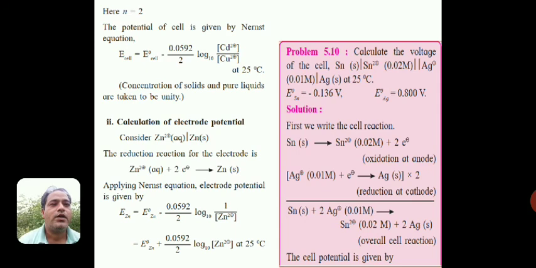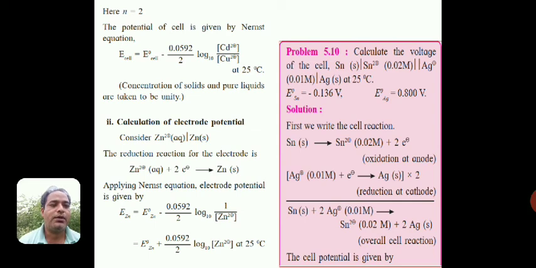So the first one: calculate the voltage of the cell. They are given the cell, that is Sn, single vertical line, then Sn2+ with concentration 0.02 molar. Double vertical line, we know that double vertical line means they used a salt bridge. Then Ag+, again its concentration is 0.01 molar. Again single vertical line, Ag.